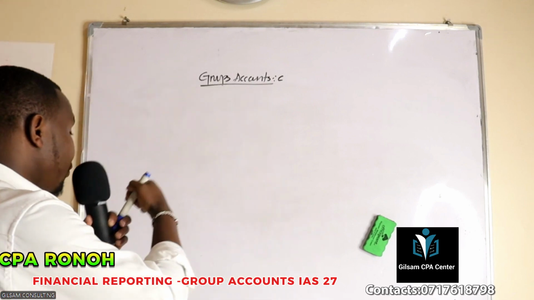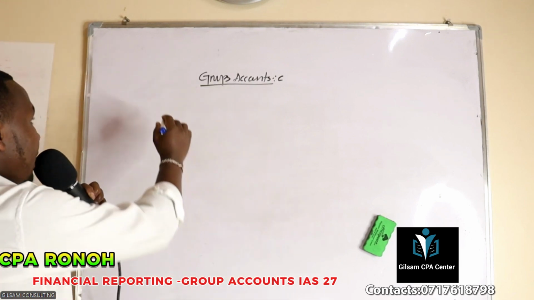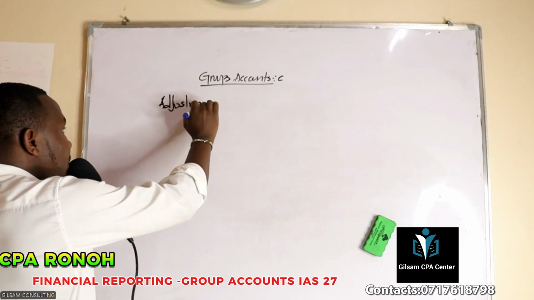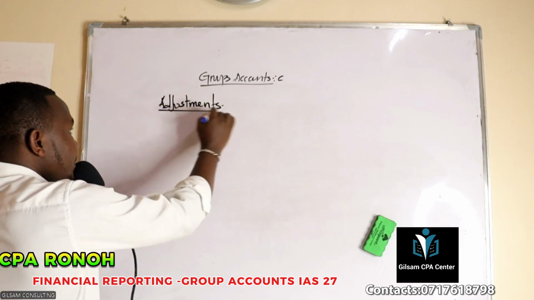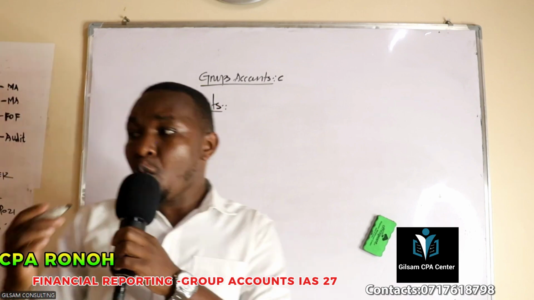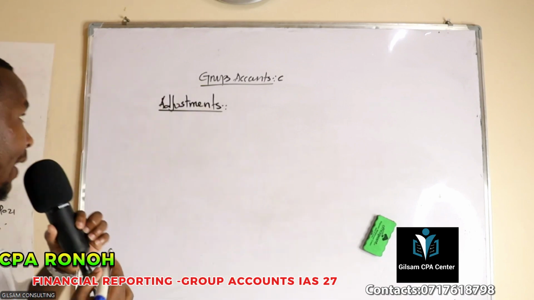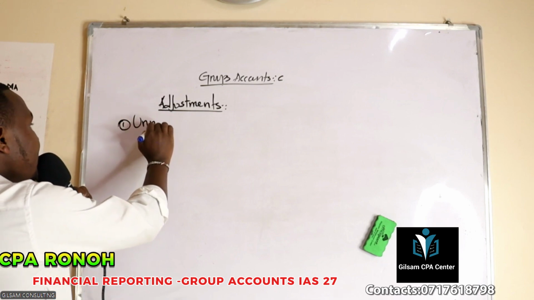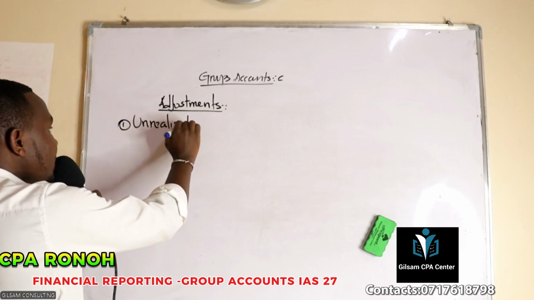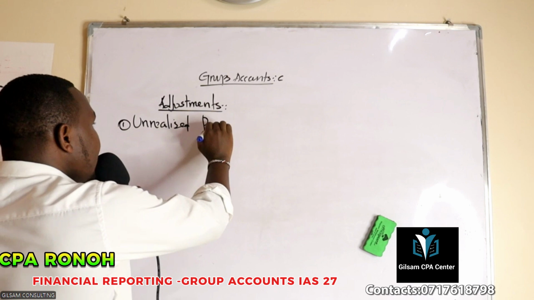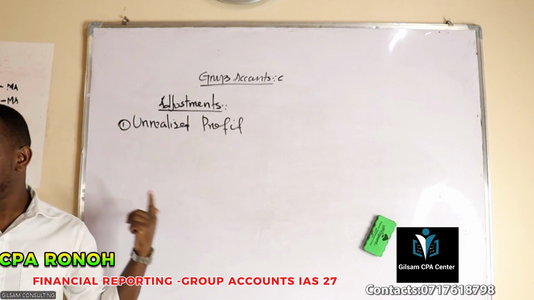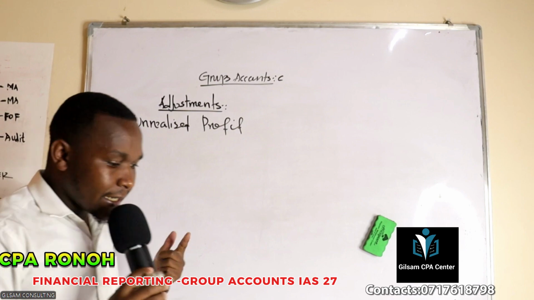So you have to note the adjustments. We have the adjustments when it comes to the group's accounts. One of the adjustments which you need to understand, number one, is unrealized profit. What is this unrealized profit?